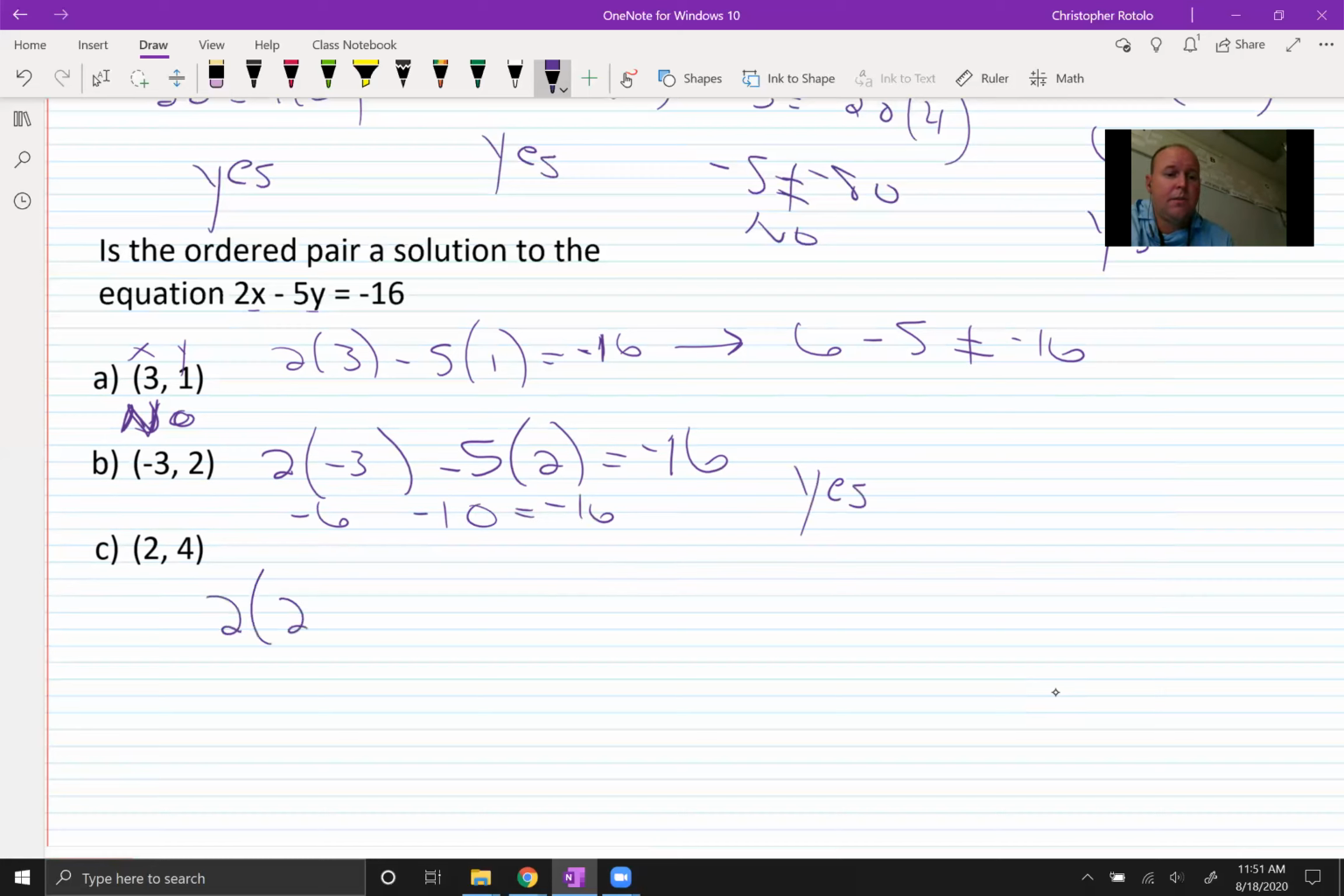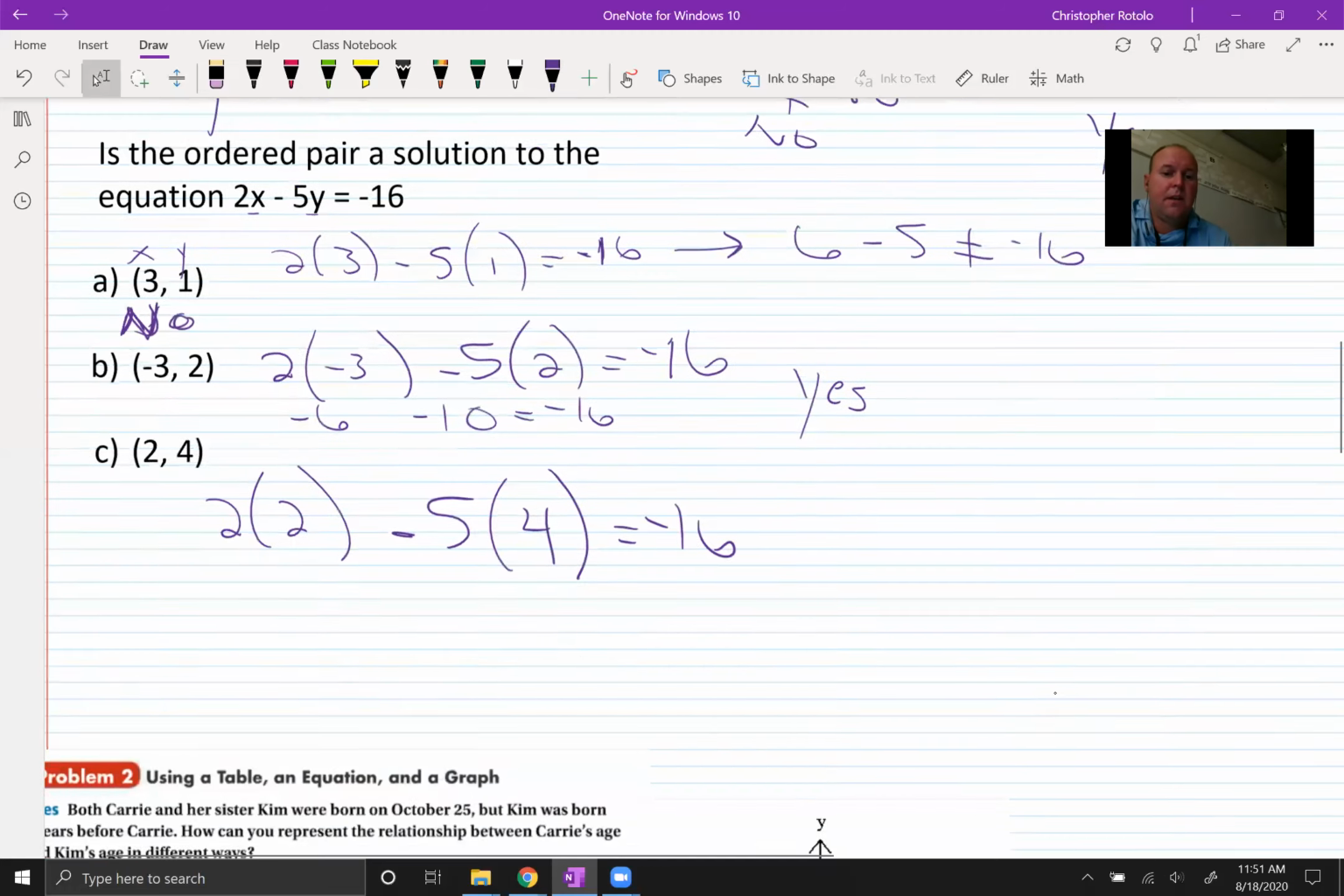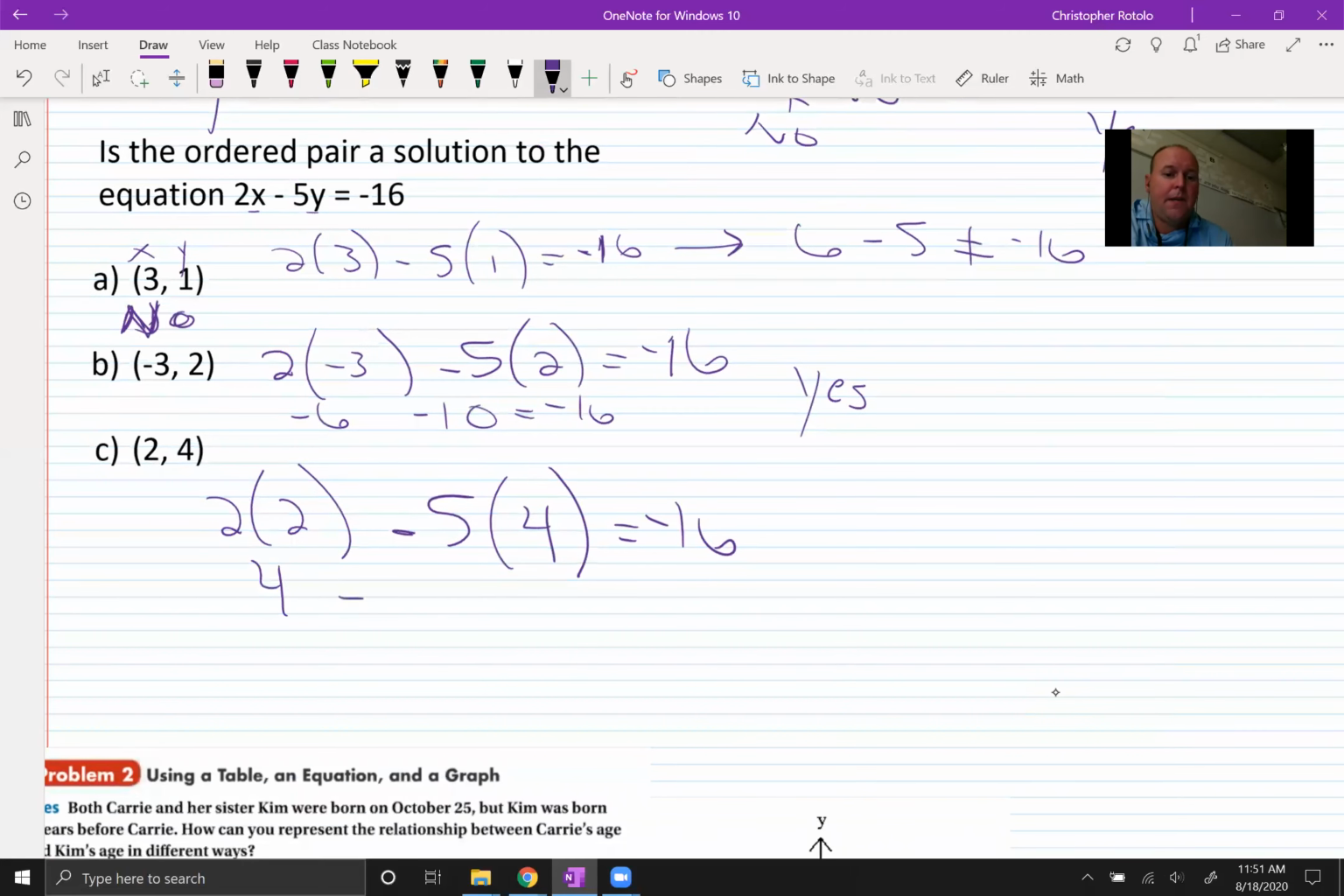2 times 2, right? Because x is 2, minus 5 times 4 equals negative 16. All right, so I get 4 minus 20 equals negative 16. That's negative 16 equals negative 16. Yes. All right, so those are both going to be solutions to that equation. Remember, we don't call it an expression. It's an equation because it has an equal sign.